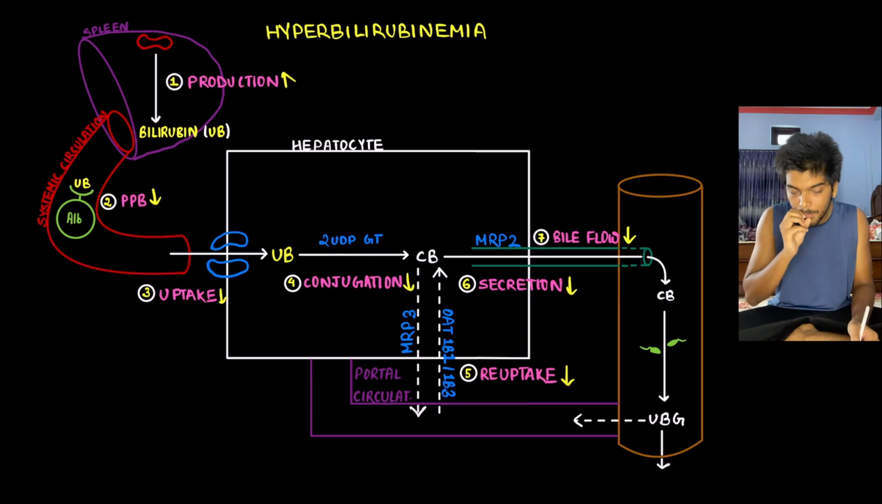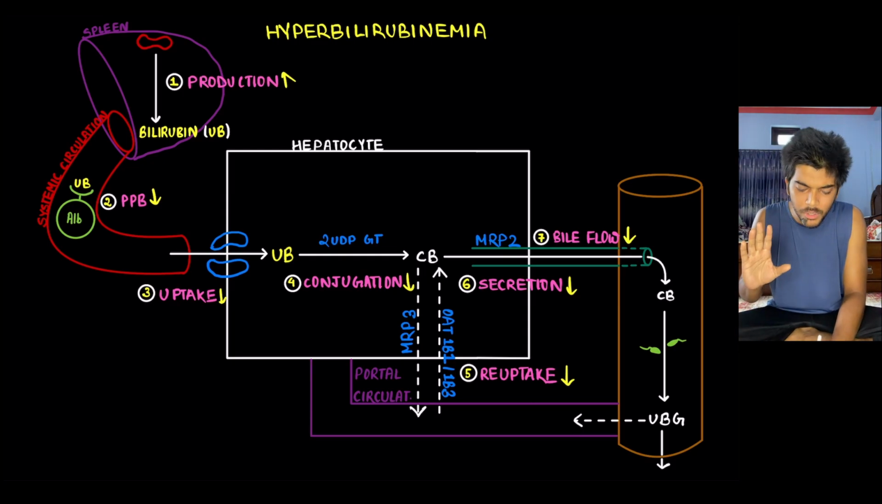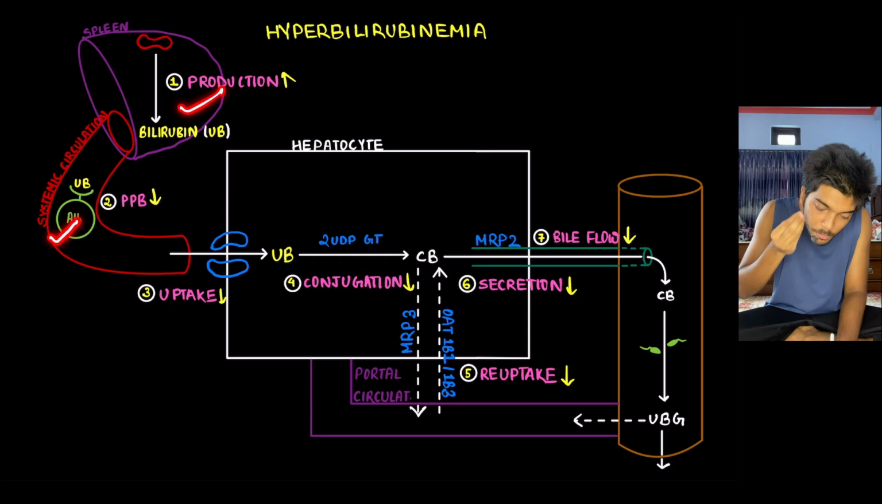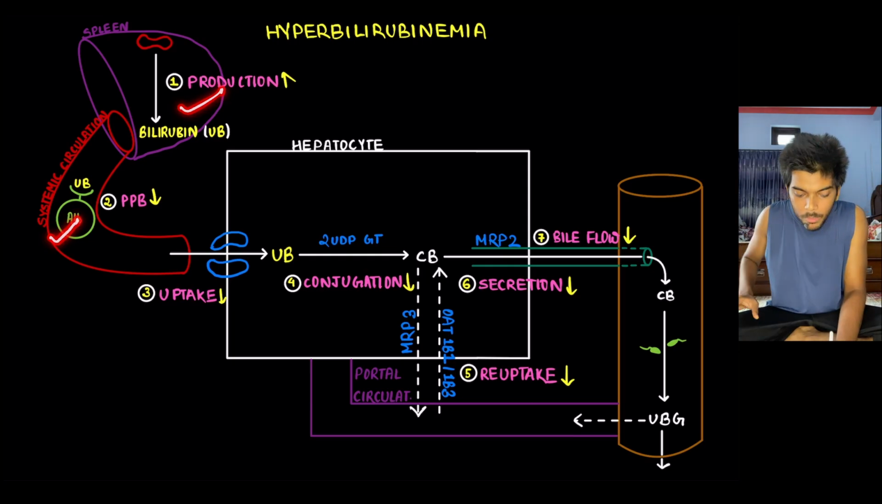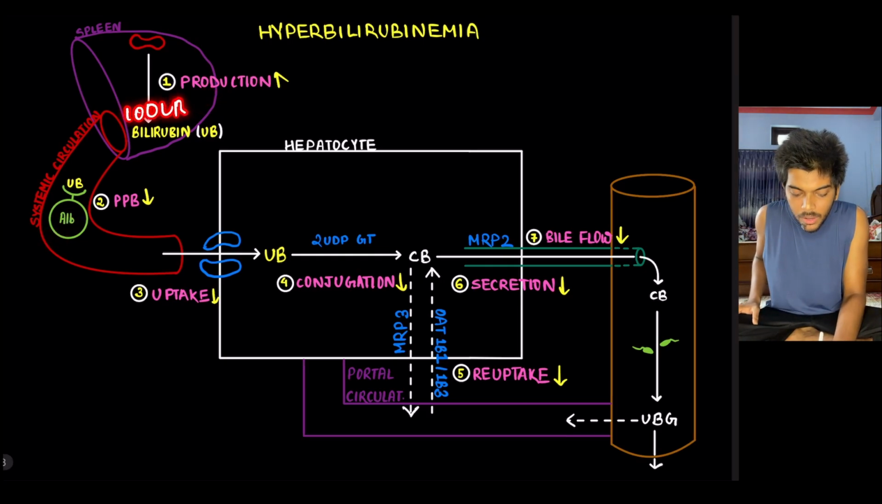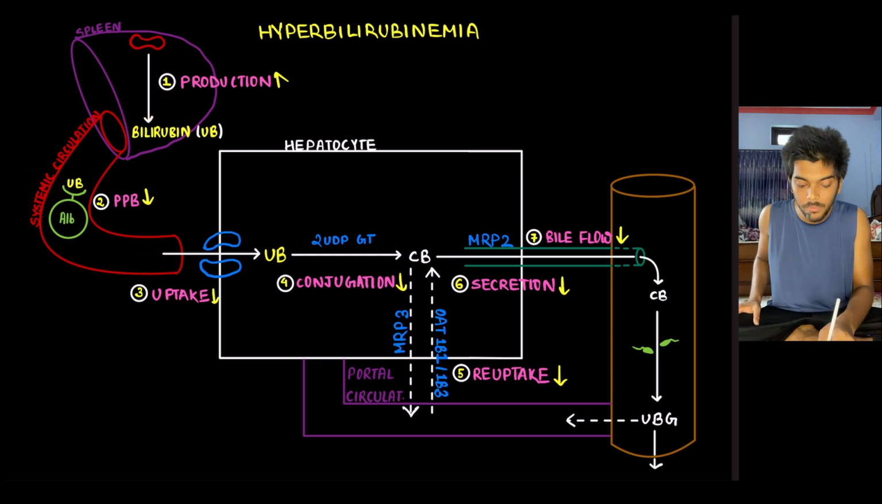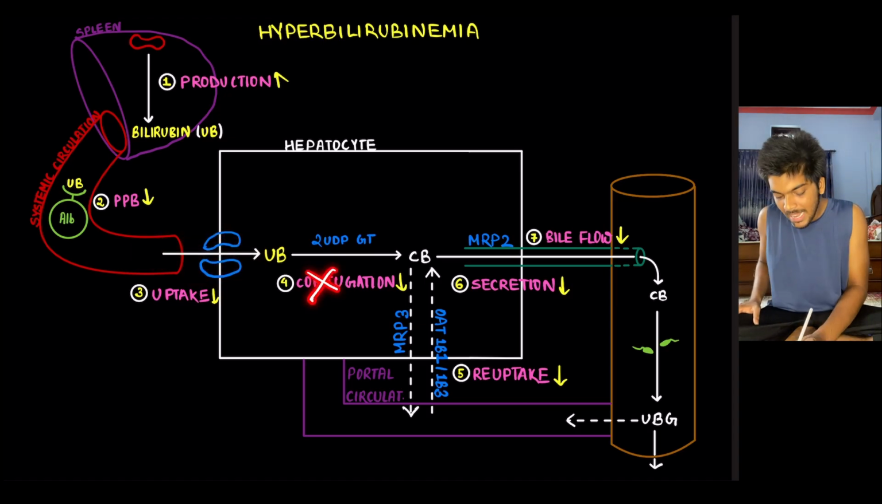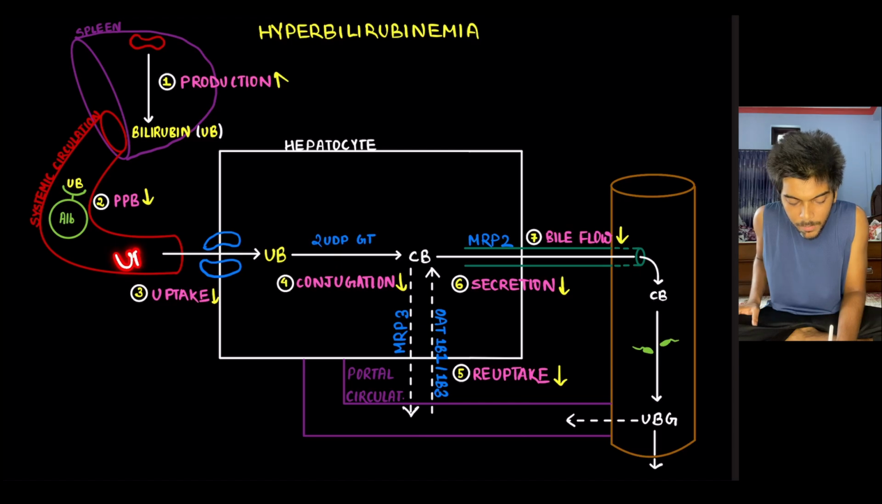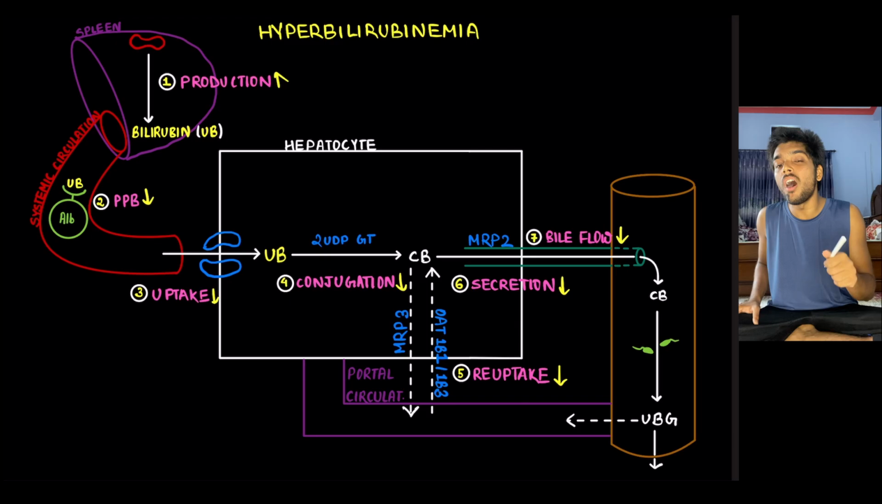Number 3, let's say production is also normal. Plasma protein binding is also normal. So the albumin takes all the 100 UB to the liver. But the problem is here in the liver. The unconjugated bilirubin uptake does not take place. There is impairment in the uptake. As a result, same thing. Conjugation will not take place. Excretion will not take place. Unconjugated bilirubin will get accumulated in the blood, leading to unconjugated hyperbilirubinemia.